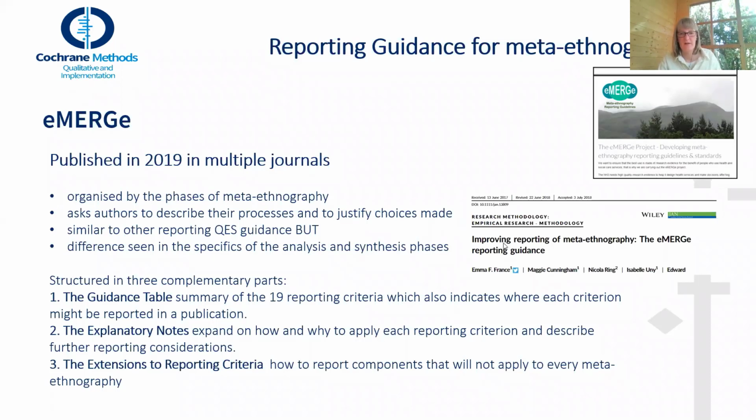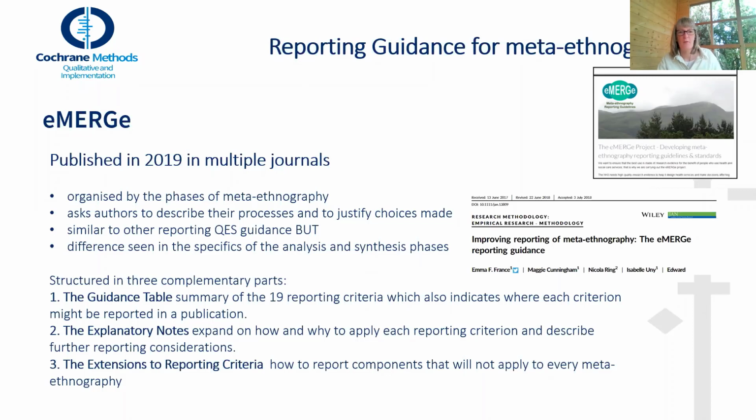On the page there, you can see what it looks like when it was published in the Journal of Advanced Nursing. The guidance has three complementary parts. There's a guidance table, which is a summary of the 19 reporting criteria, organised by the phases of meta-ethnography, and which also indicates where each criterion might be reported in a publication. So it very much supports you through reporting your meta-ethnography. It asks authors to describe their processes and to justify the choices made.